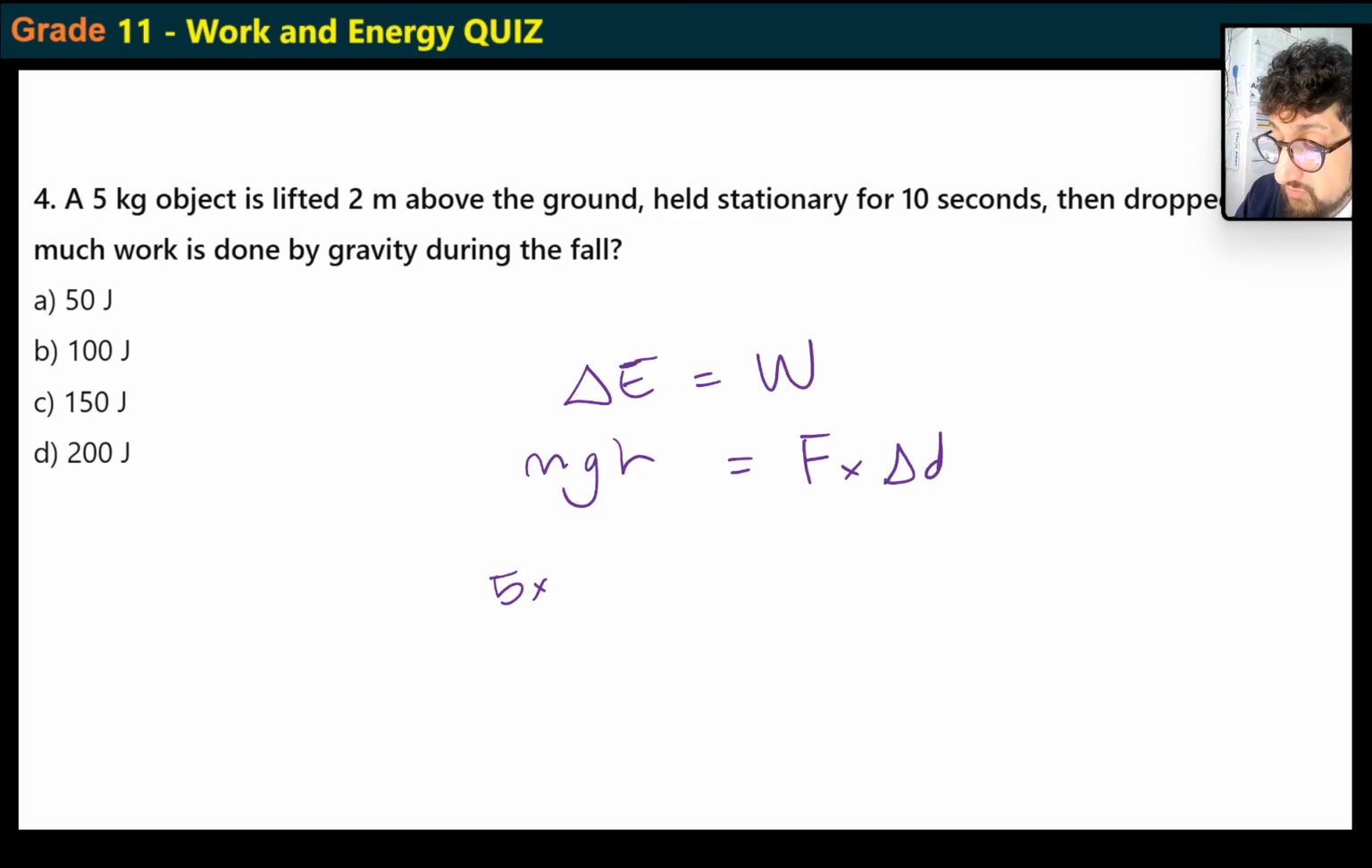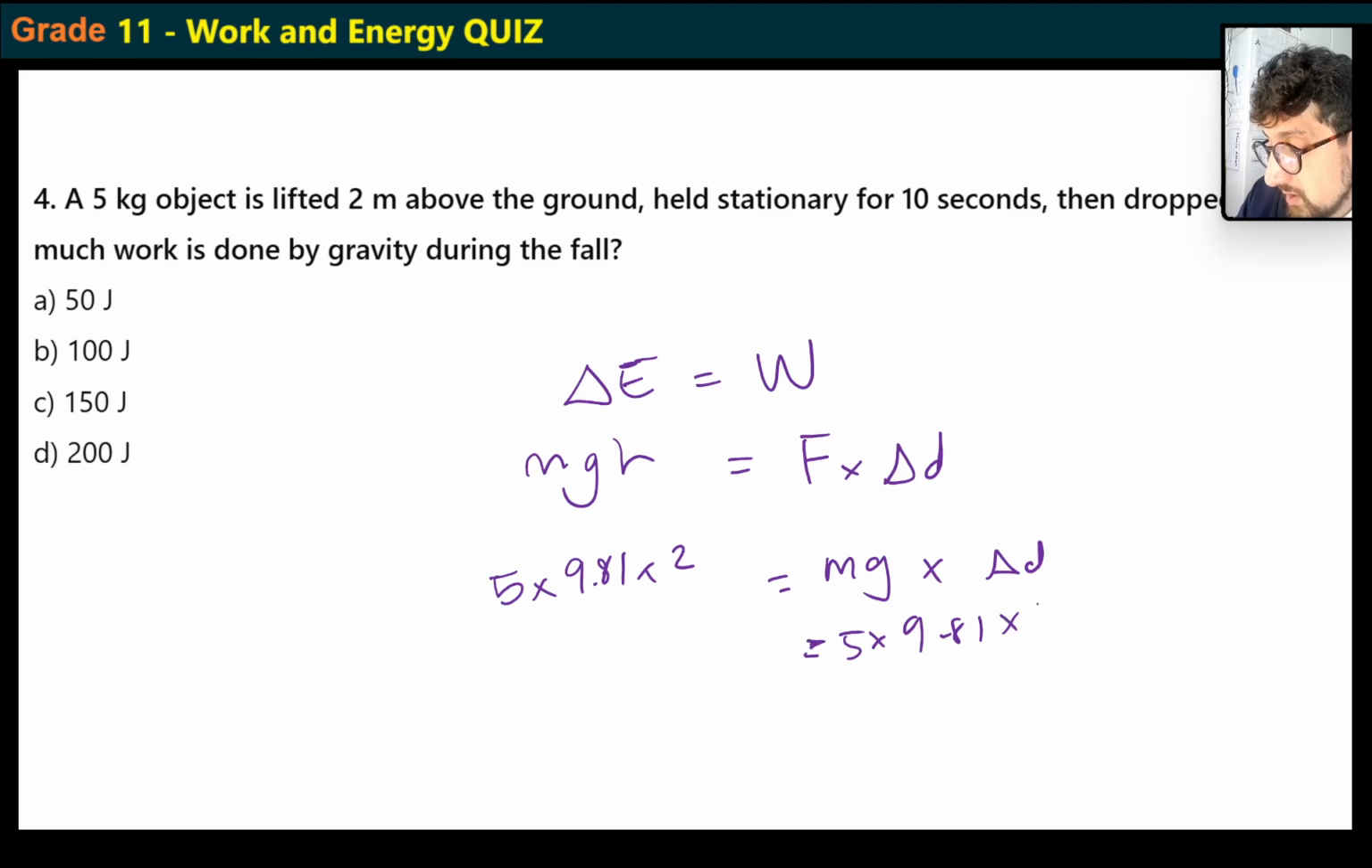So 5 times 9.81 times 2. What's the force going to be? It's going to be the weight force, right? So mg multiplied by delta d, which is 5 times 9.81 multiplied by 2. That is equal to this. Obviously, it's exactly the same. That's what we've been trying to tell you. So the answer is about 100.